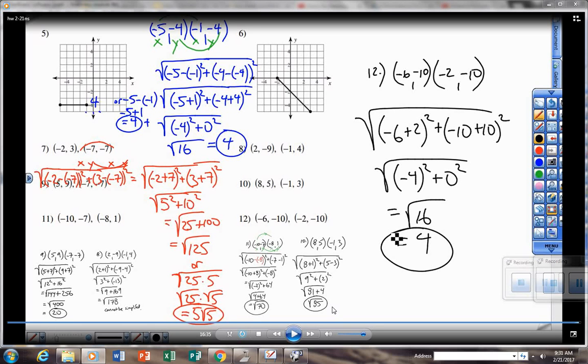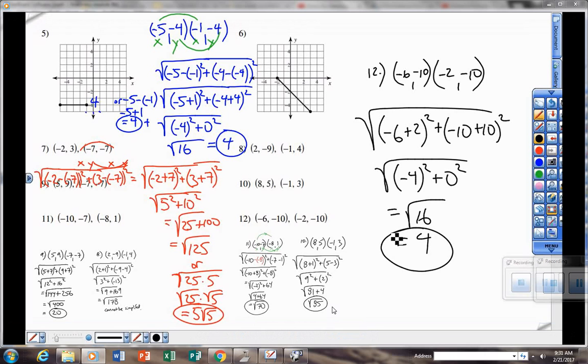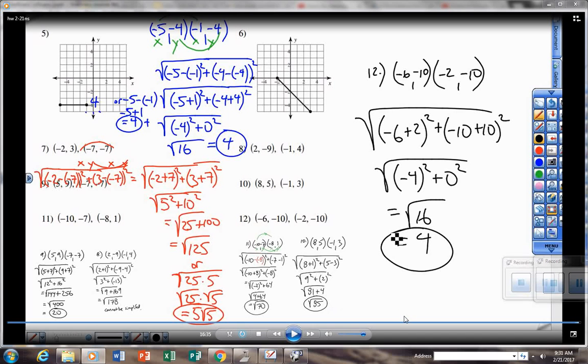Know that Friday is the deadline for the progress reports. Know that I'm assigning you to work on a slide for this week, one so far, on distance formula. Good luck.